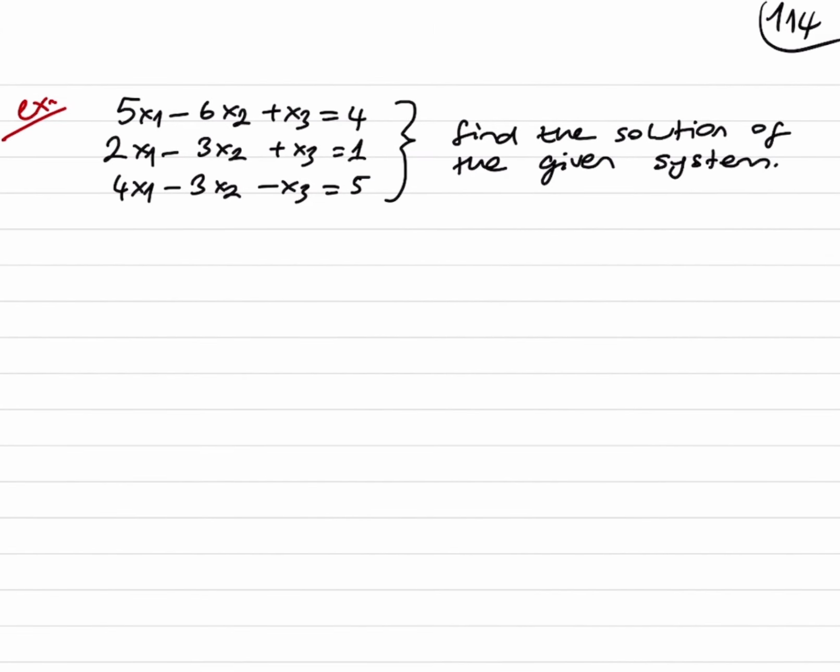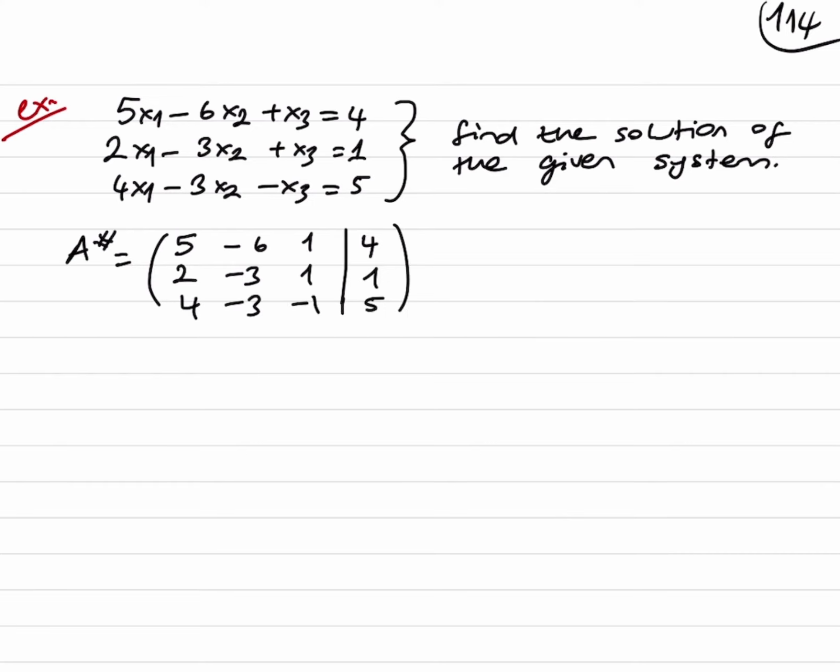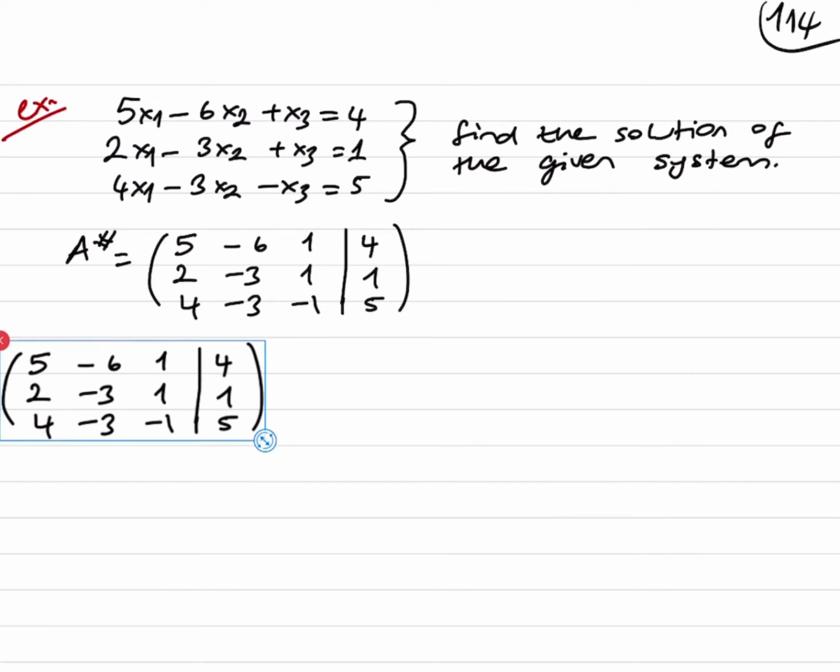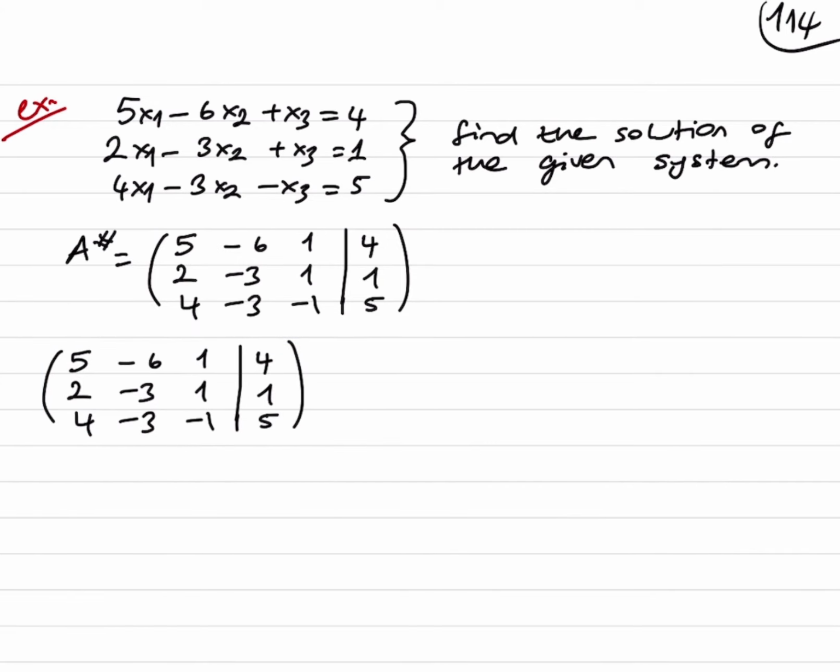Okay, let's solve another one. What about this system? Let me write the augmented matrix of the system. So we have 5 -6 1 4, 2 -3 1 1, 4 -3 -1 5. Okay, now we will find its row reduced echelon form.